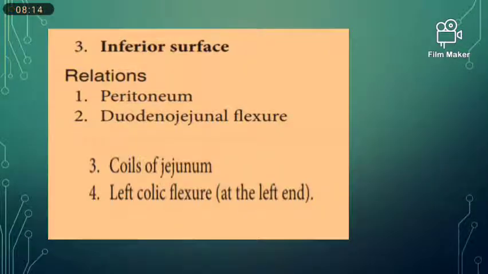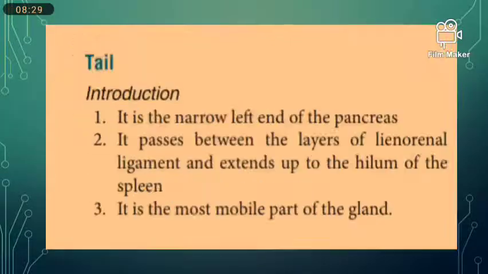Inferior surface: the inferior surface relations are peritoneum, duodenojejunal flexure, coils of jejunum, left colic flexure. The left colic flexure is actually related at the left end.